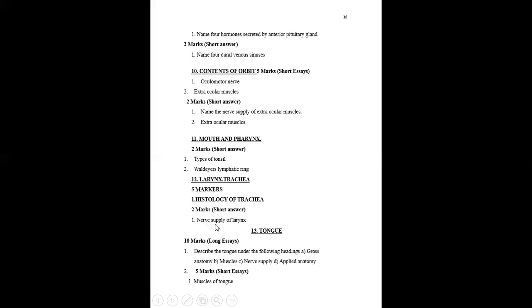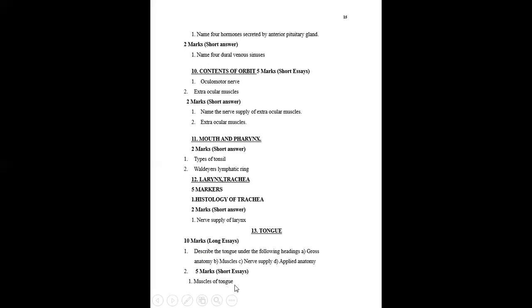2 markers: nerve supply of larynx. Here the muscles of the larynx can also be asked separately. So be prepared on muscles of larynx. Tongue, 10 marker can be the tongue. Describe the tongue under the following headings like gross anatomy, muscles, nerve supply, applied anatomy. Nerve supply can be asked separately for 5 marker or 2 markers. 5 marker, muscles of tongue.